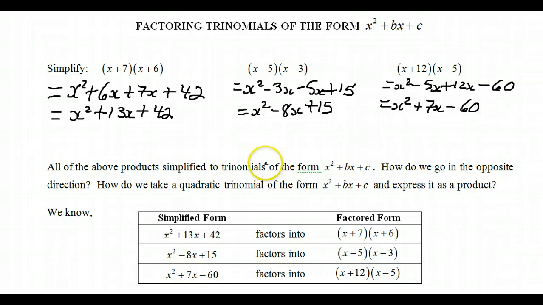All the above products simplified to trinomials of the form x squared plus bx plus c. How do we go in the opposite direction? That is, how do we take one of these and turn it back into this? So we know x squared plus 13x plus 42 factors into x plus 7 times x plus 6, and these two here.